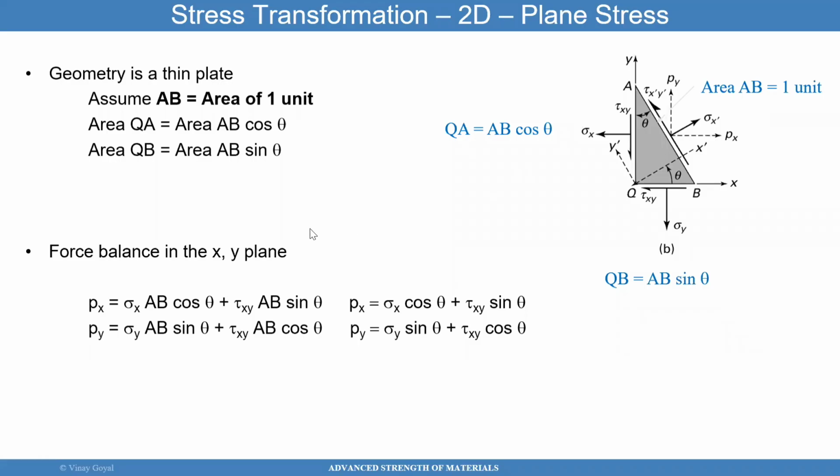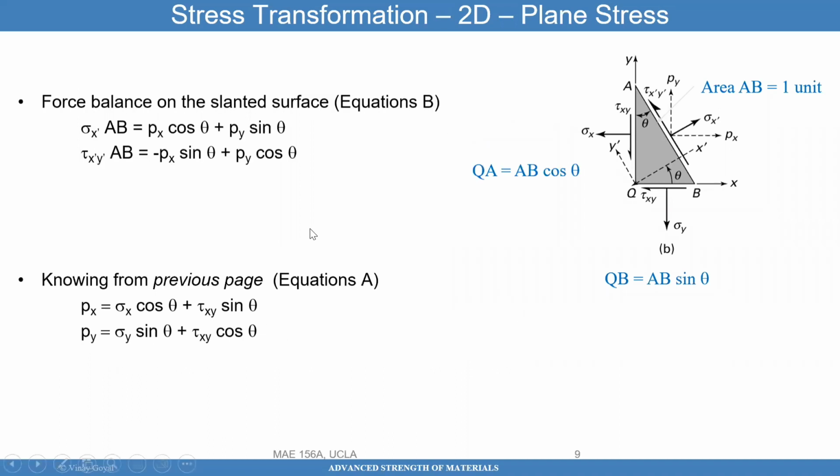I'll continue with the derivation. Now let's do a force balance on the slanted surface, just on this surface, to look at this carefully. What is going on here locally? We see here that sigma x prime times AB is a force going perpendicular to this cross section, along the x prime axis. Okay, so that's that. But that also has to be equal to Px times cosine theta.